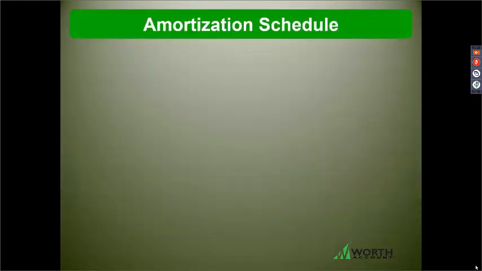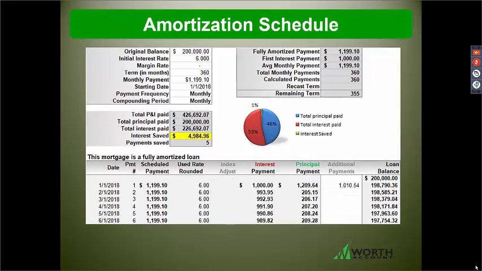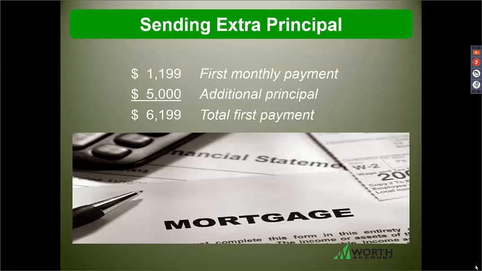Well, let's take a look at our amortization schedule, see how that works out. So here we are, we take and invest that $1,010.54, and we save $4,984.96.